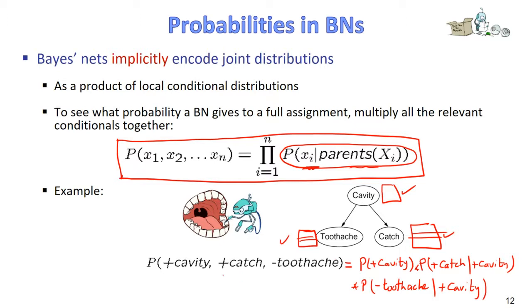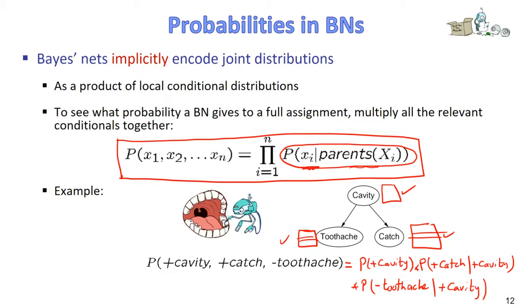Okay, so we can compute it. If you look at this equation, this is not the chain rule, right? The chain rule says this will be probability of plus cavity times probability of plus catch given plus cavity times probability of minus toothache given plus cavity and plus catch, right? So that's the chain rule.